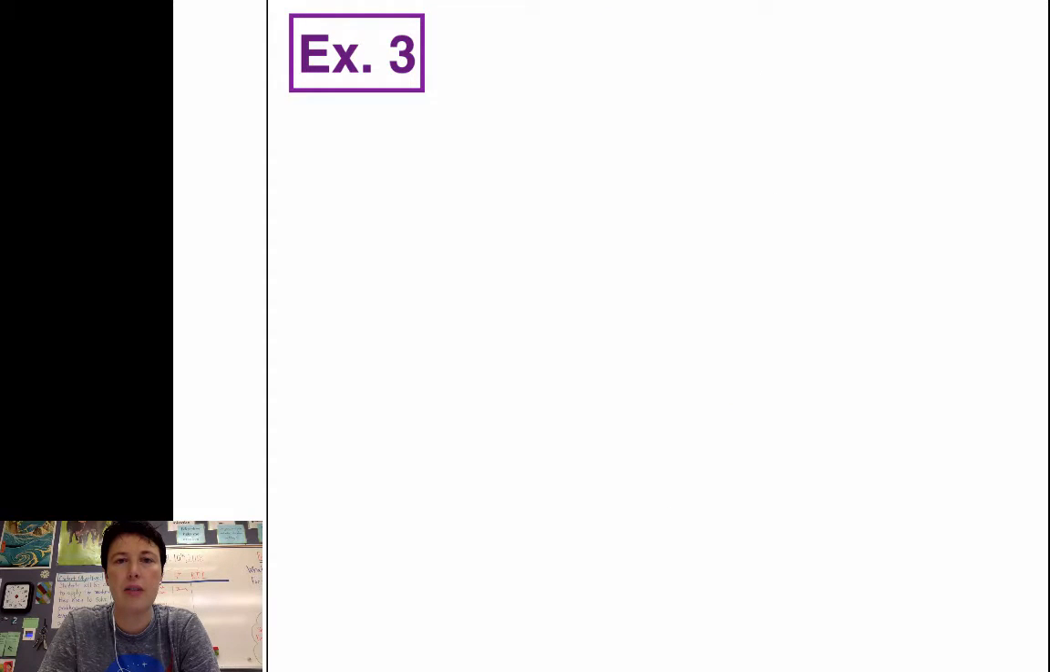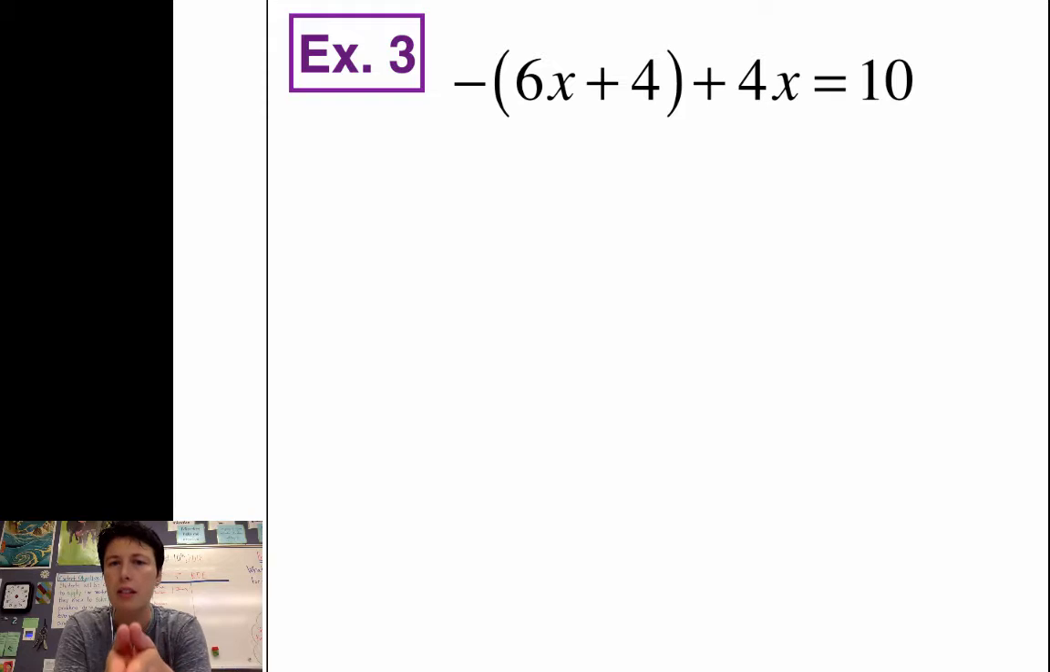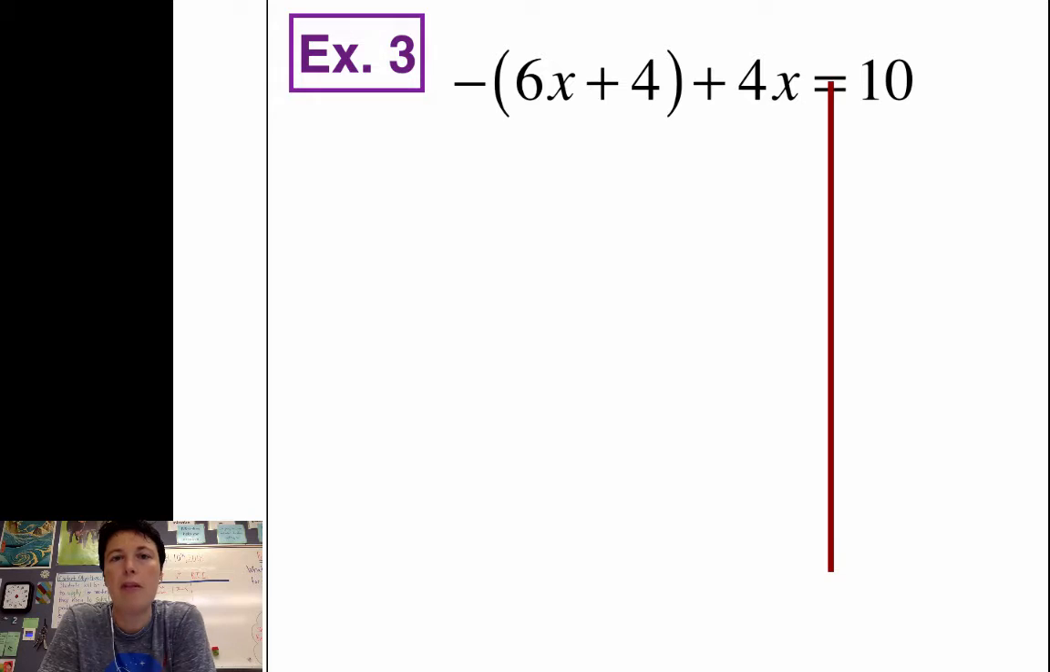All right, let's try another one. Example 3. Same story. We are going to solve for x, but this one's a little more complicated. Check it out: negative (6x + 4) + 4x = 10. The reason I'm saying this is more complicated is because I actually do see distributive property. I'm going to put my line down the equal sign. The distributive property on this one is just that negative sign.